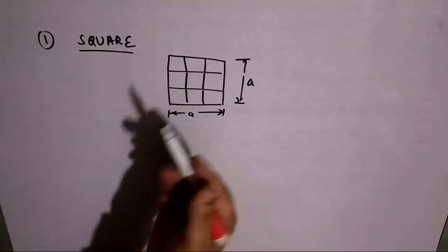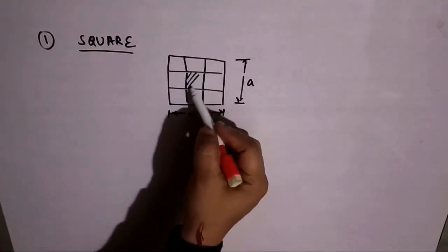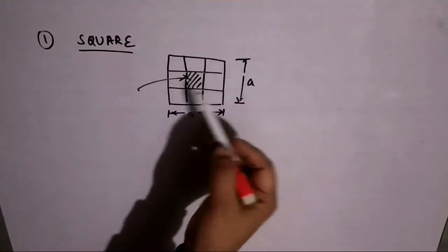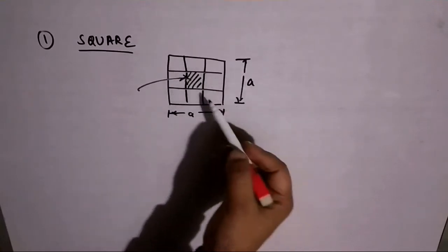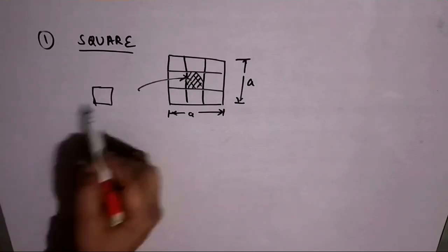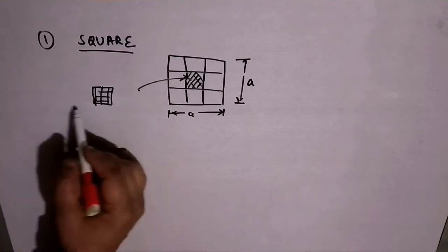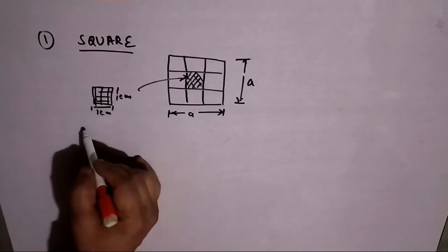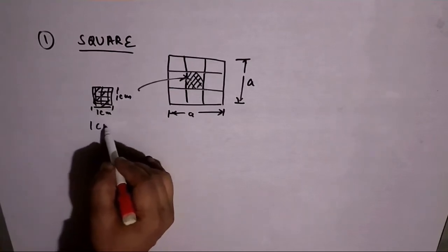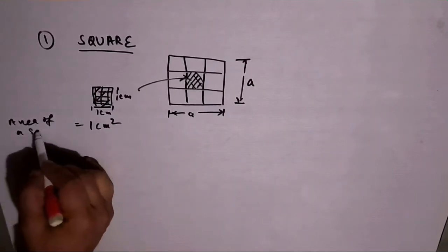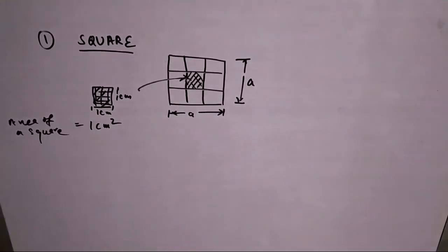So in the case of a square, we know that this is a particular square. The area of this whole bigger square can be found out by counting the number of smaller squares. I already explained in my previous video that if this is a particular segment of a square whose side is 1 centimeter each, its area would be 1 centimeter square. That is the area of a square whose side is only 1 centimeter in length.